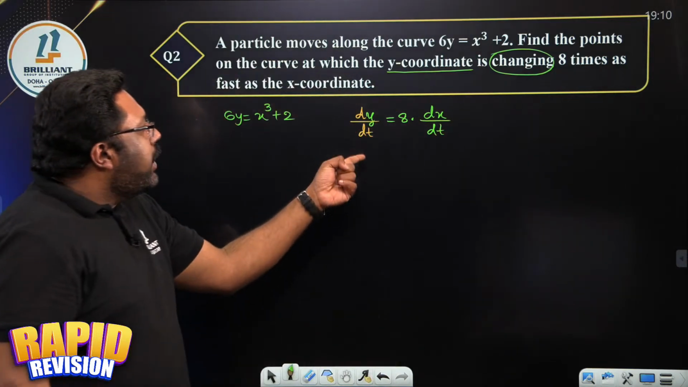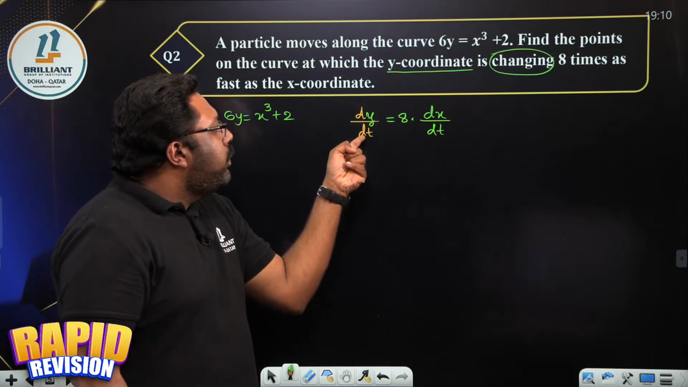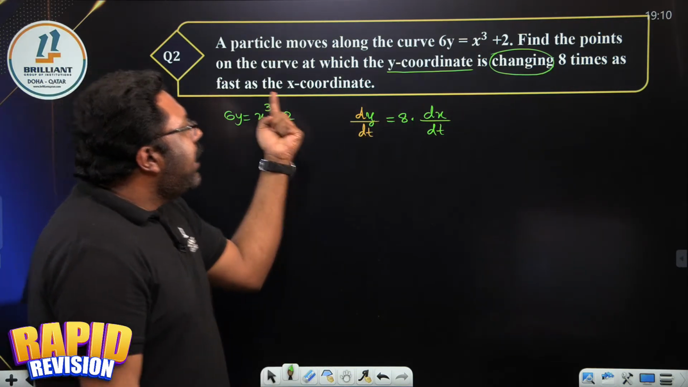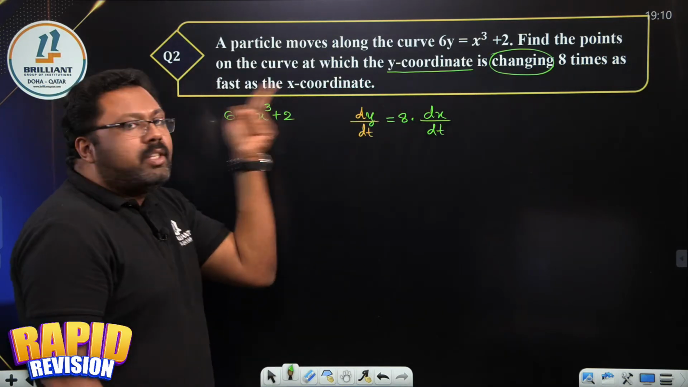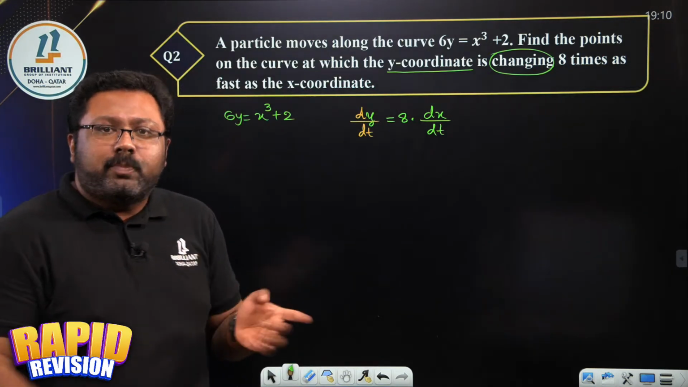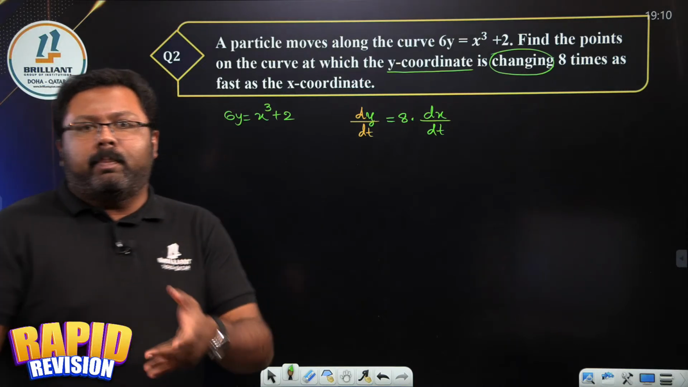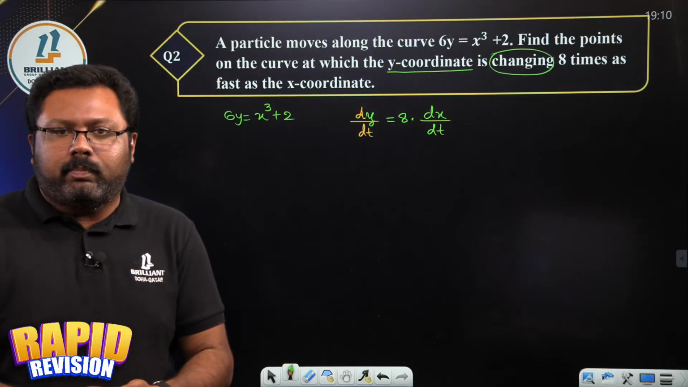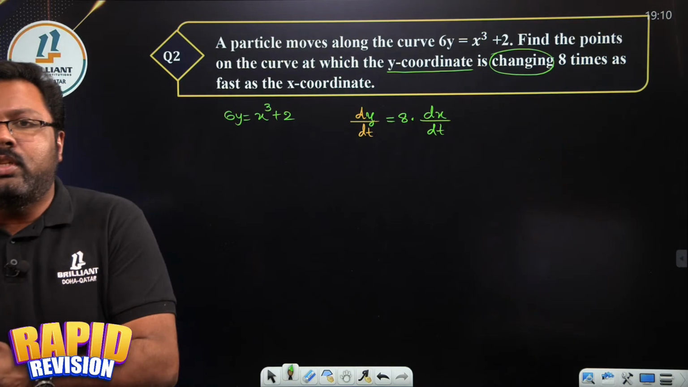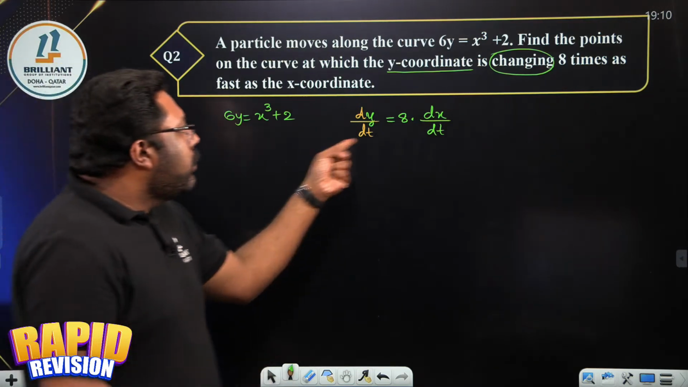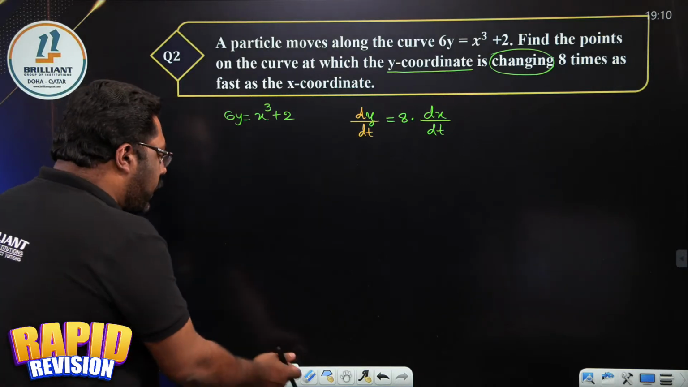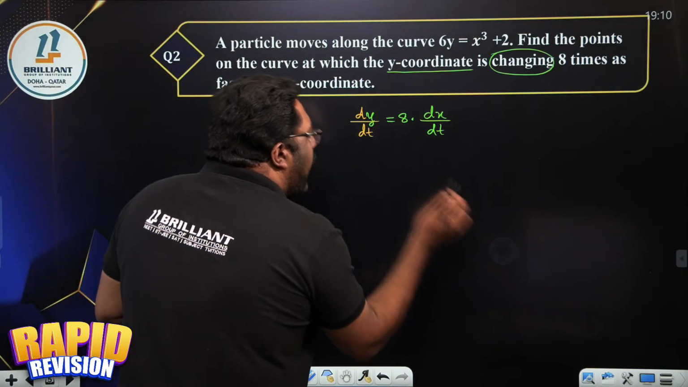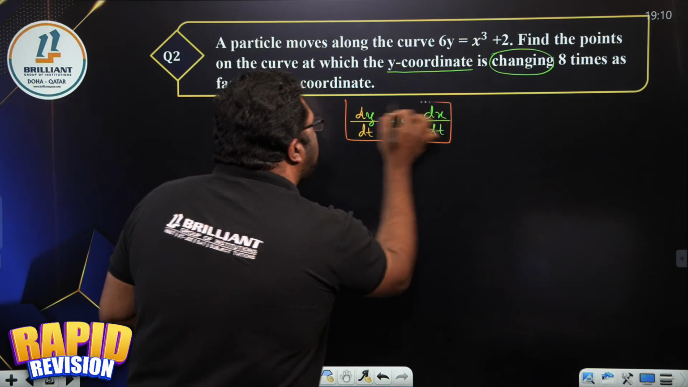So the change in y coordinate, why did I do it with respect to time t? Because they mentioned that the change is 8 times faster than the x coordinate. Speed is always measured with respect to time. Change in position with respect to time. So know it, dy by dt is 8 times dx by dt. Now keep that relationship in mind.